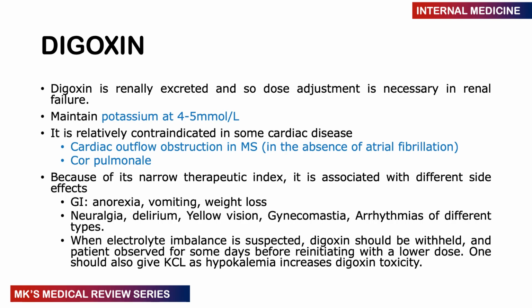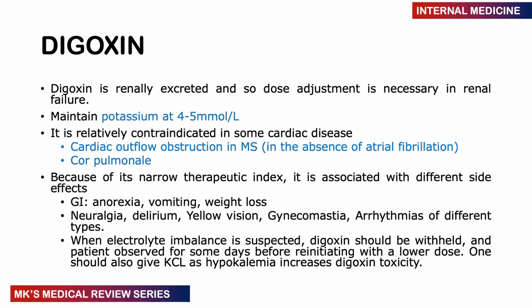Remember, it has a narrow therapeutic index, so it may have a wide range of side effects, GI effects like anorexia, vomiting, weight loss, neuralgia, delirium, yellowing of the vision. You see these halos around objects, gynecomastia, arrhythmias of different types, which I'll talk about in the next slide. So when electrolyte imbalance is suspected, you stop the digoxin, you observe the patient for some days before you actually start at a much lower dose.